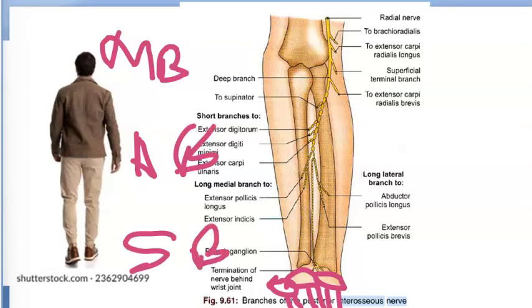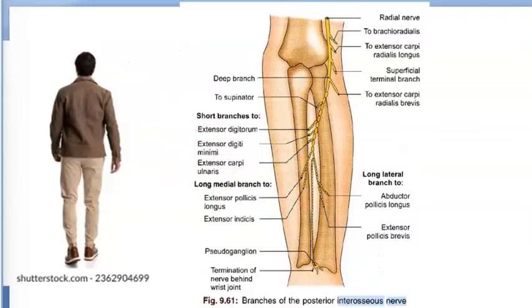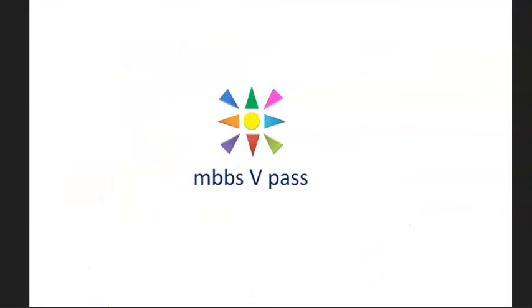In articular branch, what did you see? It will give to wrist joint, distal radioulnar joint, and also intercarpal and intermetacarpal joint. Okay. Then coming to sensory, to this interosseous membrane. Remember, between the radius and ulna, you have the interosseous membrane. To that, it will give the sensory branch. Okay. So only what is left now? Muscular branch you have to learn.